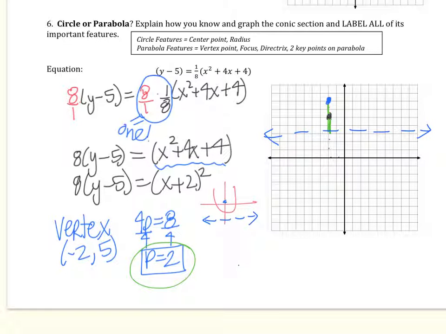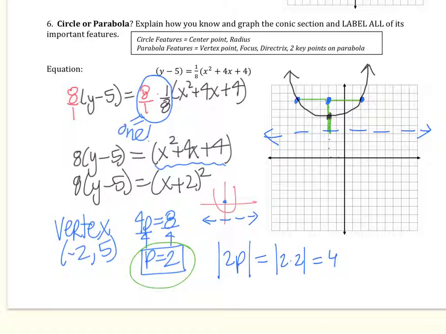Now I know that the absolute value of 2 times p will give me the 2 points that are off of the focus. So 2 times 2 will be 4. So that means if from the focus I go to the right 4, I can find one of the points. And if I go to the left 4, I can find my other point. And then if I connect those together, let's see if I can do this. I'm trying. I did it. If I connect those together, then I have now all my features.